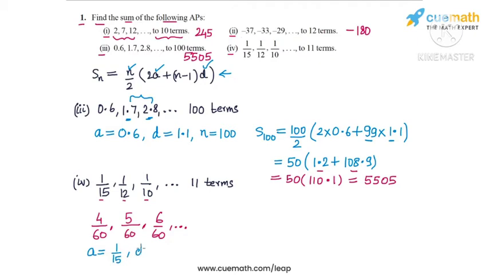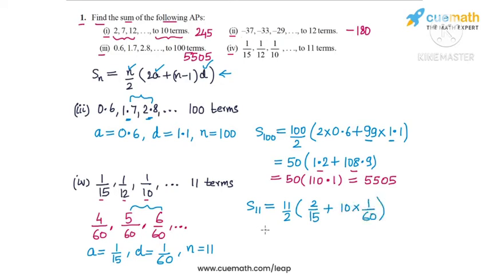The common difference d is the difference between any pair of consecutive terms. So we can see that this is equal to 1 by 60. And now we have to sum this AP up to 11 terms. So n is equal to 11. So let's apply the formula. So S11, the sum of the first 11 terms, will be equal to n by 2. So 11 by 2 into 2a. So 2 into 1 by 15 or 2 by 15 plus n minus 1 into d. So n is 11, so n minus 1 is 10 into d, which is 1 by 60.